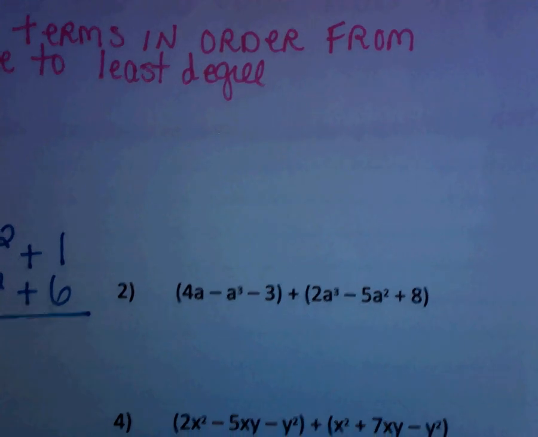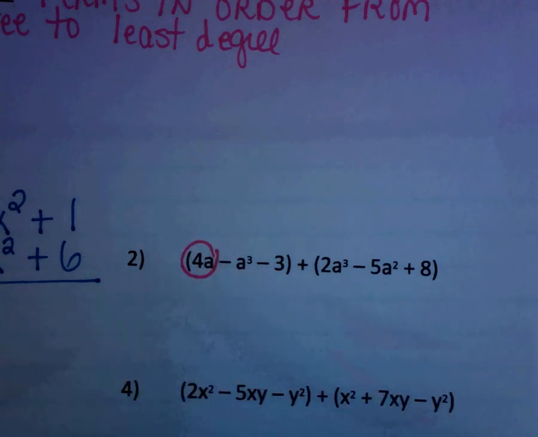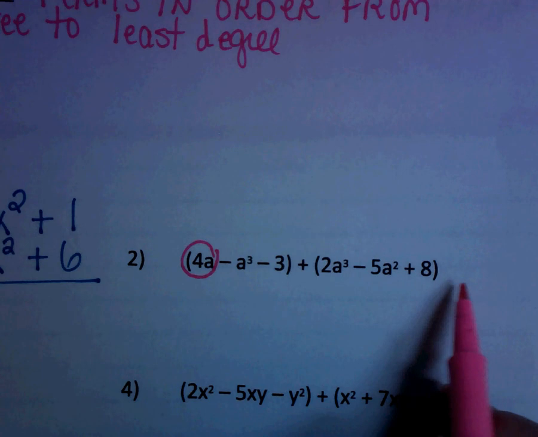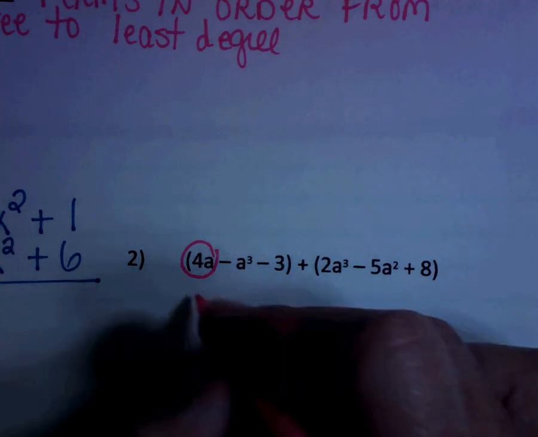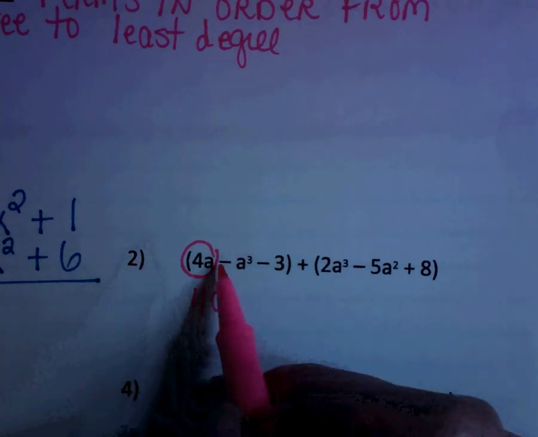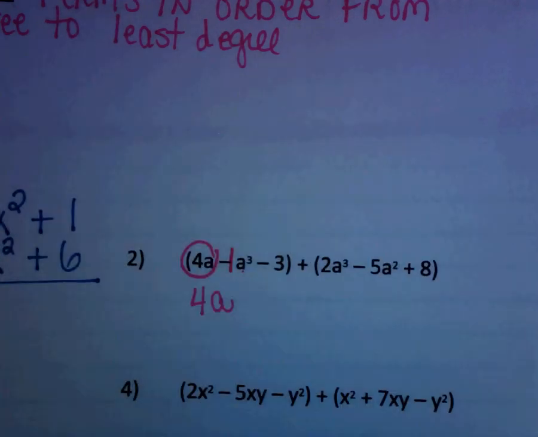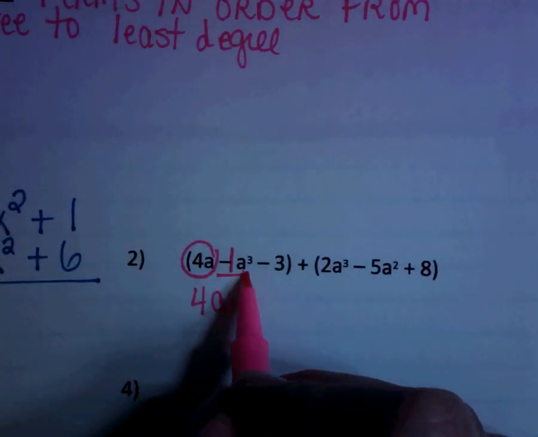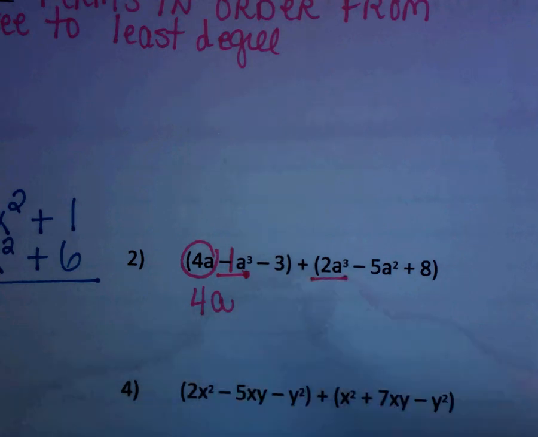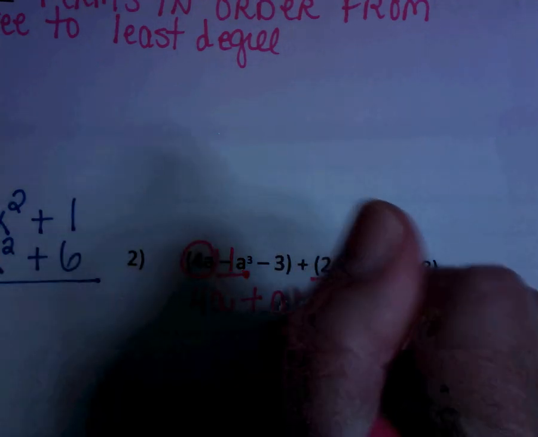Okay, so let's look for our like terms in number 2. We have 4a. Ooh, but there's nothing over here in this trinomial that goes with 4a. So 4a just stays 4a. Okay, we've got negative a cubed. I want to remind you here, if there isn't a coefficient, if there isn't a number there, that's an understood 1. So this is negative 1a cubed plus 2a cubed. So negative 1 plus 2 is positive 1, or just simply a cubed.